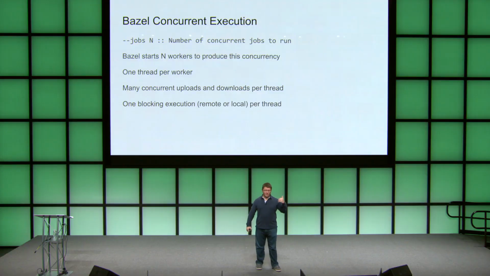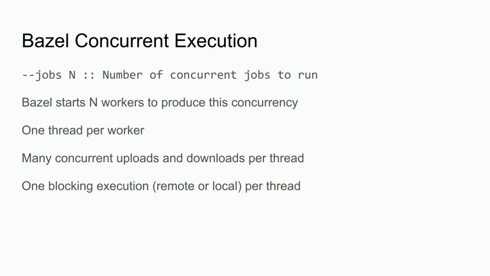The Bazel concurrent execution model works by starting up, based on your command line, your job specification n. Bazel starts n of these workers to produce the concurrency. That means that there are n worker slots. We have one thread per worker.